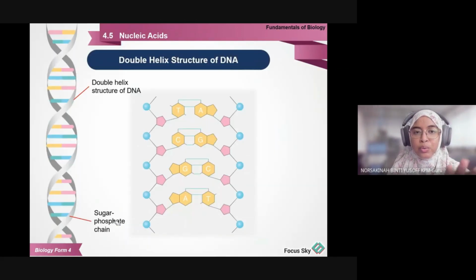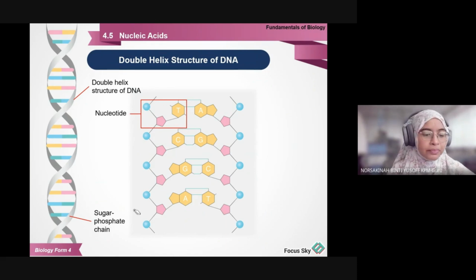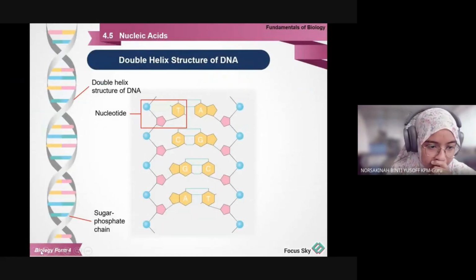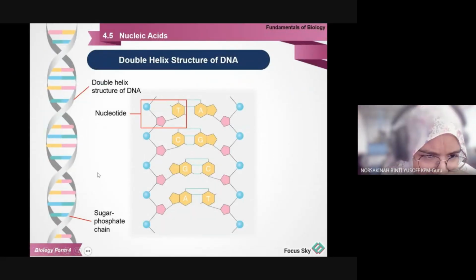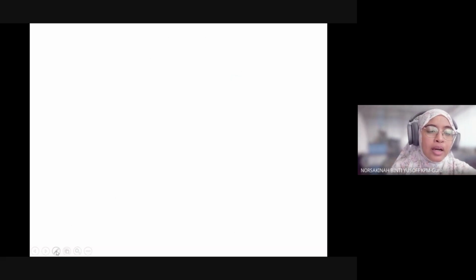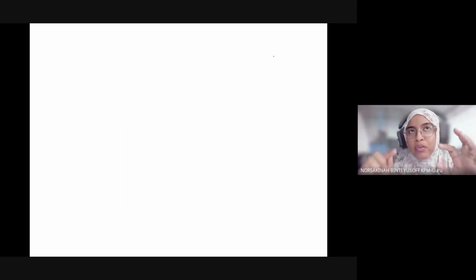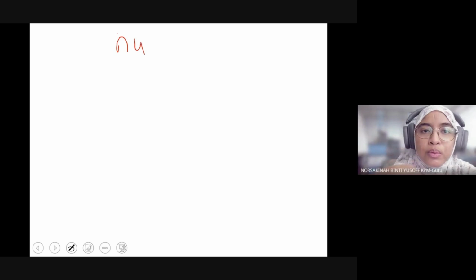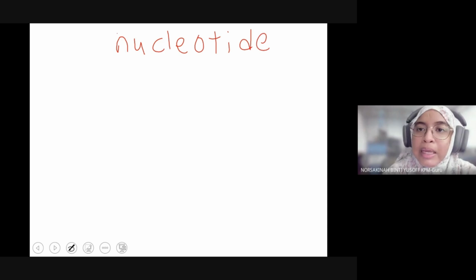Now, let's go to the structure first. Now, this is the structure. I want to draw actually now. How do I do it? Okay, now let me draw. I'm drawing using my screen, you have to understand. Now I want to draw the structure of a monomer of a DNA. What is the Lego block? The monomer is called the nucleotide. Now this is the Lego block.